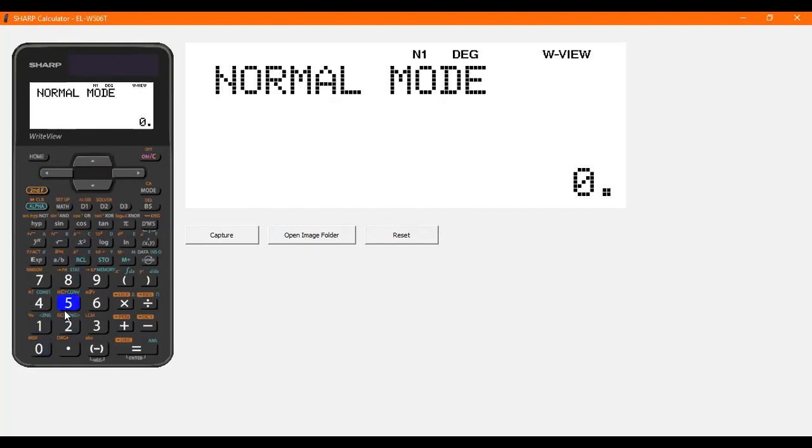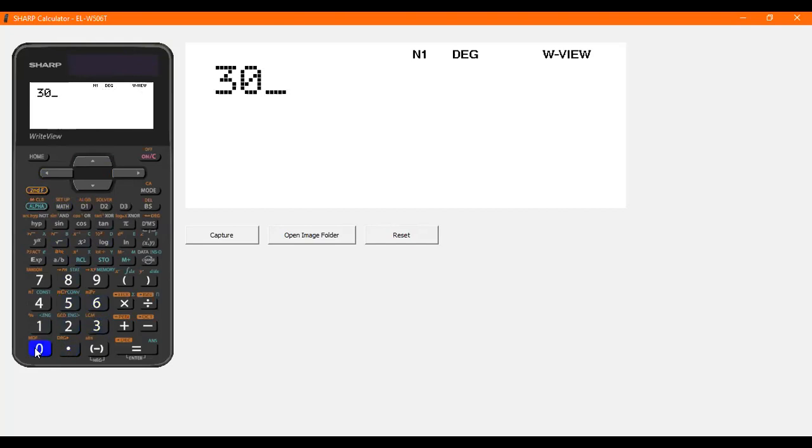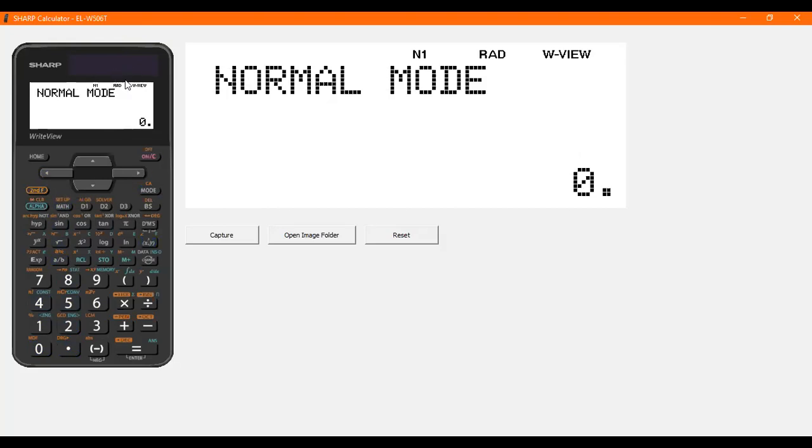Now, there is a really nice shortcut, which is over here. So say, for example, we have 30 degrees and we want to convert them into radians. What we would then do is say second function and our decimal, and it will now convert 30 degrees into radians. Now we are working in radians.